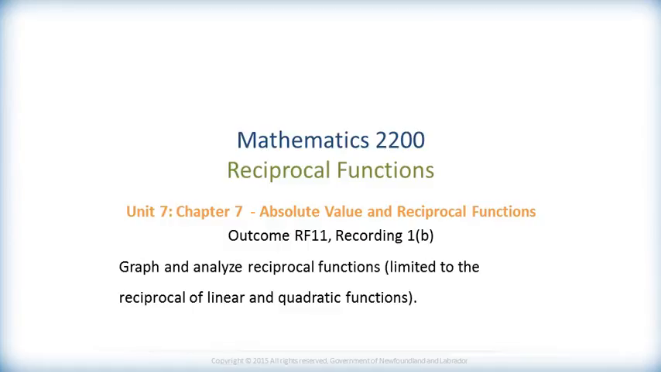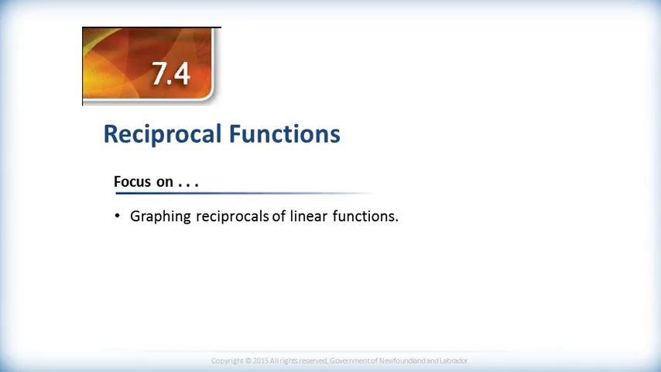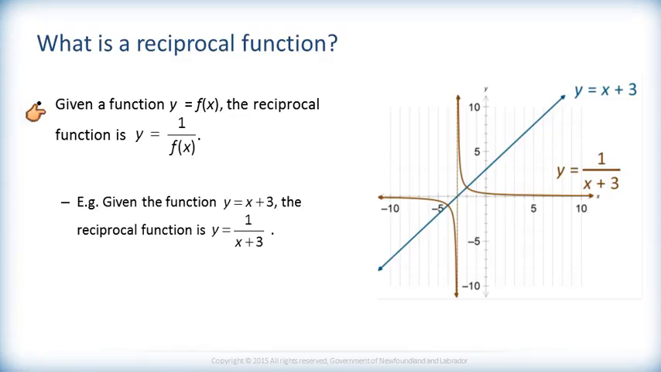Welcome to recording 1B in our series on reciprocal functions for Unit 7, Chapter 7 of Mathematics 2200. We'll be graphing reciprocals of linear functions. First, what is a reciprocal function? Well, if I give you a function y equals f of x, the reciprocal function is y equals 1 over f of x. So for example, if I have the function y equals x plus 3, the reciprocal function is simply y equals 1 over x plus 3.